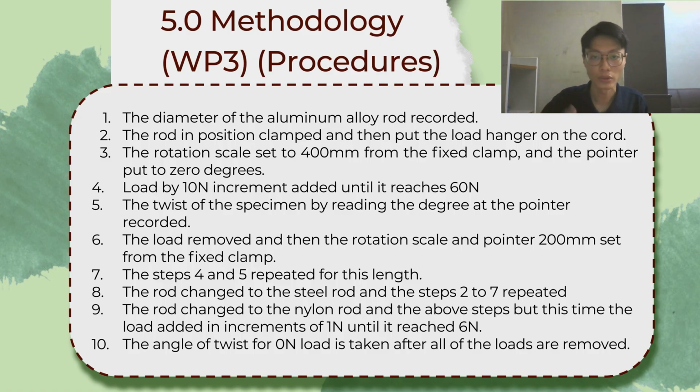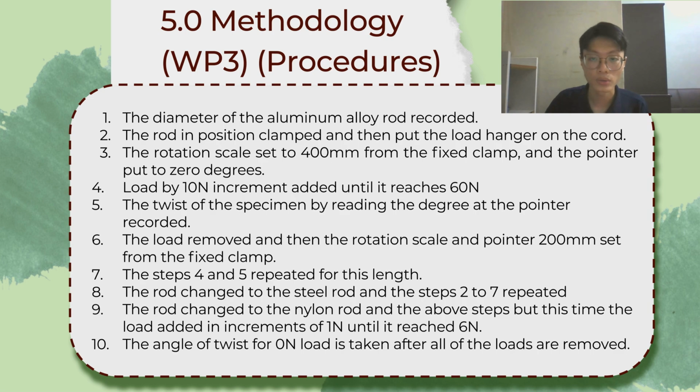The next one is the methodology of this experiment. The first step, the diameter of the aluminum alloy rod is recorded. The second step, the rod is clamped in position and then the load hanger is put on the rod. The third step, the rotation scale is set to 400 mm from the fixed clamp and the pointer is put to 0 degrees. The fourth step, the load is added in 10 Newton increments until it reaches 16 Newton.